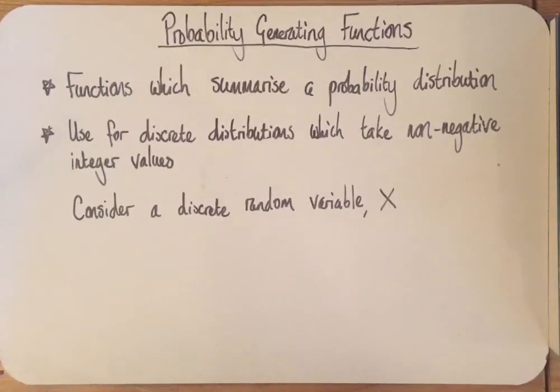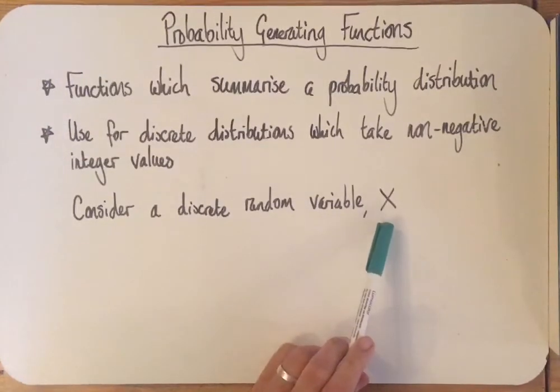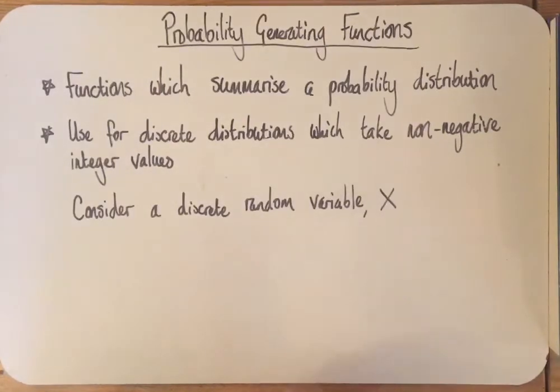Up until now, your probability distributions have been given as a table, and it's turning that table into a function. You use them for discrete distributions which take non-negative integer values. So the values that your discrete random variable X can take will be non-negative integers, so 0 upwards. It doesn't have to take all of them.